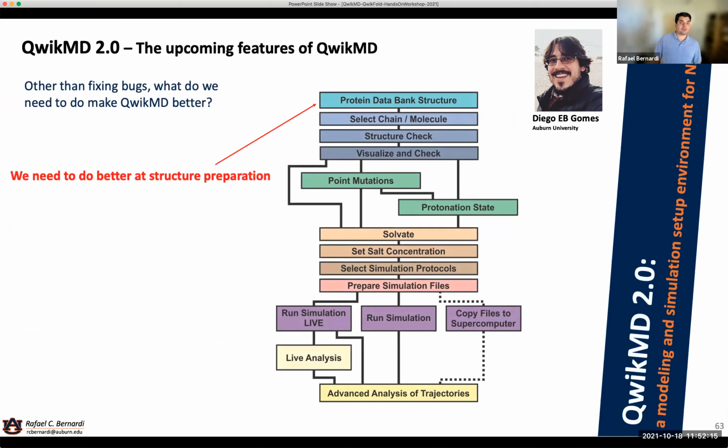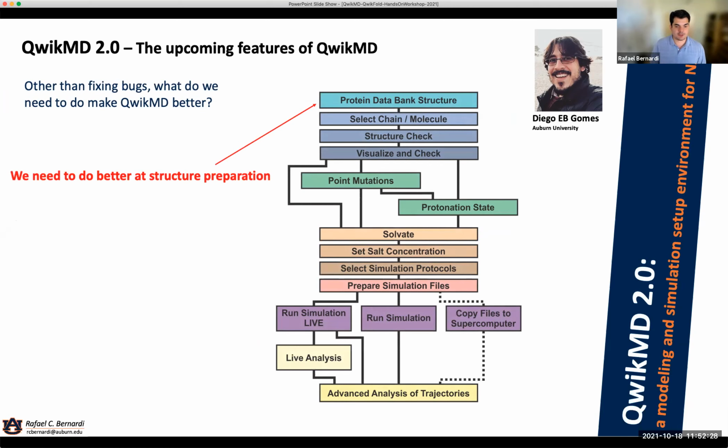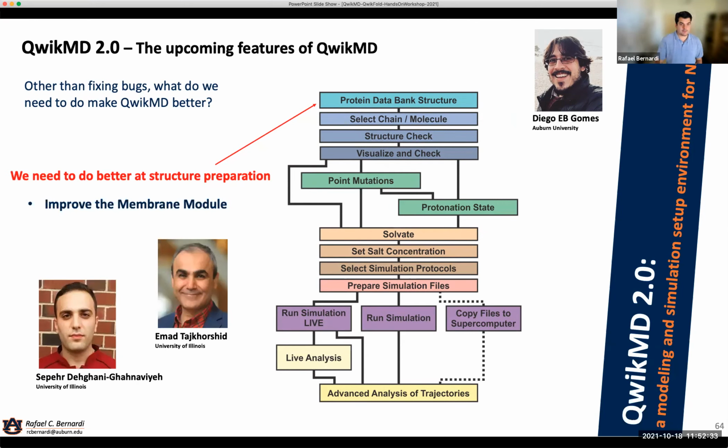What else do we want from QuickMD 2.0? In terms of better structure, we wanted to create also a homology modeling interface, a small molecule designer, like a better manufacturer, a docking software, all of that we want to integrate into QuickMD. Maybe create a quick dock. We also want to improve our membrane module that can only do a few kinds of membrane right now. We are working with Emad and Separate in his group to do that right now. And the idea is to have a very complete membrane interface there that you can select basically any kind of membrane lipid that is available. If you have parameters, you will be able to do it.